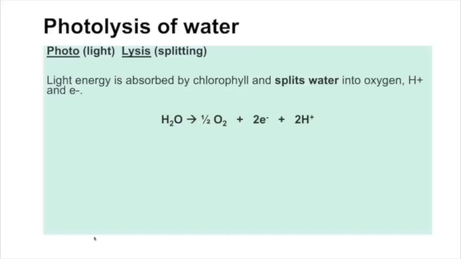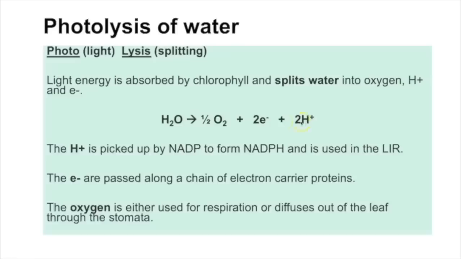So photolysis of water means light energy is absorbed and then that splits the water. And it splits it into oxygen, electrons and protons, which are hydrogen ions. What then happens is the protons are picked up by NADP to form reduced NADP, or NADPH, and that is then used in the light-independent reaction. The electrons are passed along a chain of electron carriers, and the oxygen is either used in respiration, but it's not used in photosynthesis. So if it isn't needed for respiration, it will diffuse out through the stomata. We'll go through in a bit more detail what happens to the protons and electrons when we get to chemiosmosis.